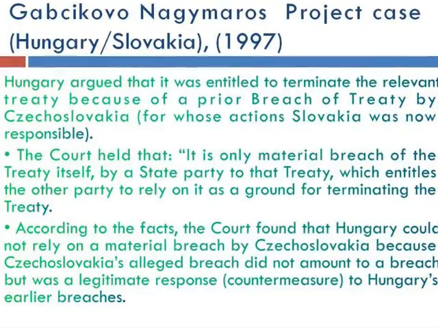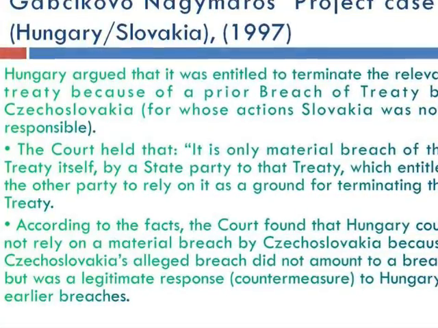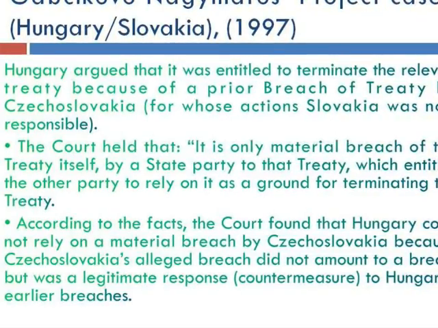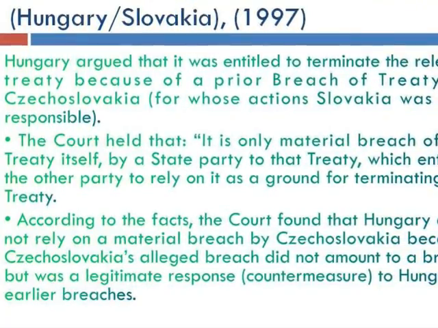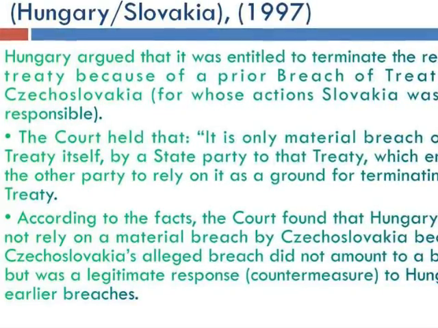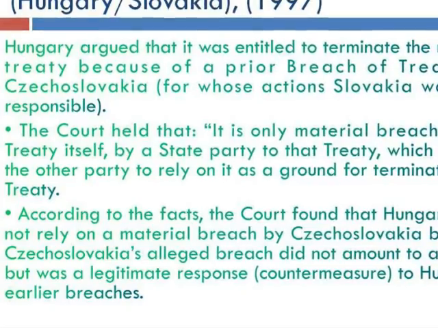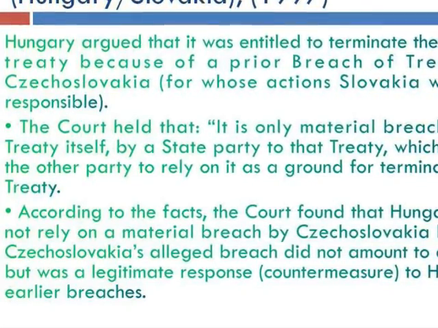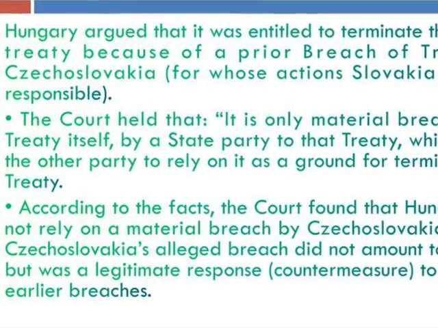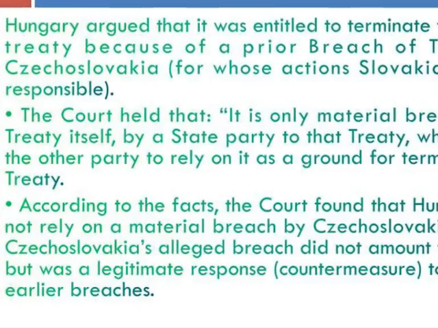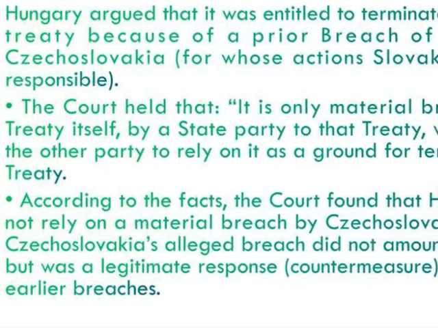Next is the Gabčíkovo-Nagymaros project case, between Hungary and Slovakia in 1997. Hungary argued that it was entitled to terminate the relevant treaty because of a prior breach of the treaty by Czechoslovakia, for which action Slovakia was now responsible. The court held that it is only a material breach of the treaty itself by a state party which entitles the other party to rely on it as a ground for terminating the treaty. According to the facts, the court found that Hungary could not rely on a material breach by Czechoslovakia, because Czechoslovakia's alleged breach did not amount to a breach but was a legitimate, responsible countermeasure to Hungary's earlier breaches.